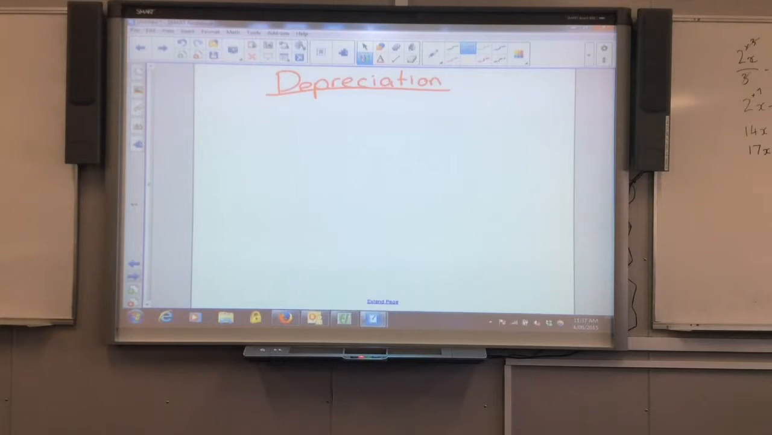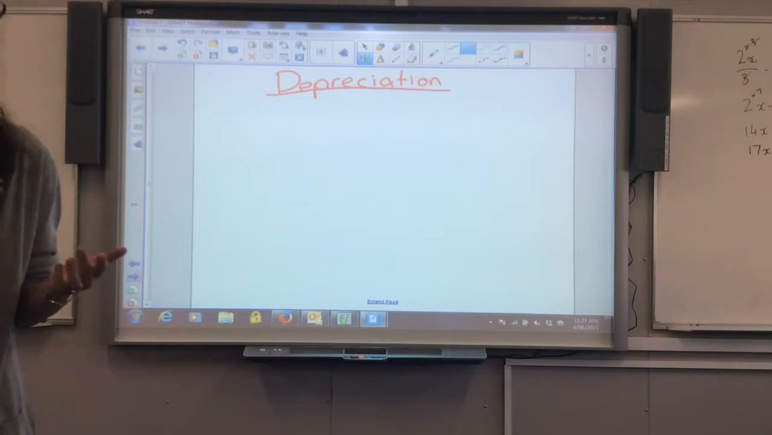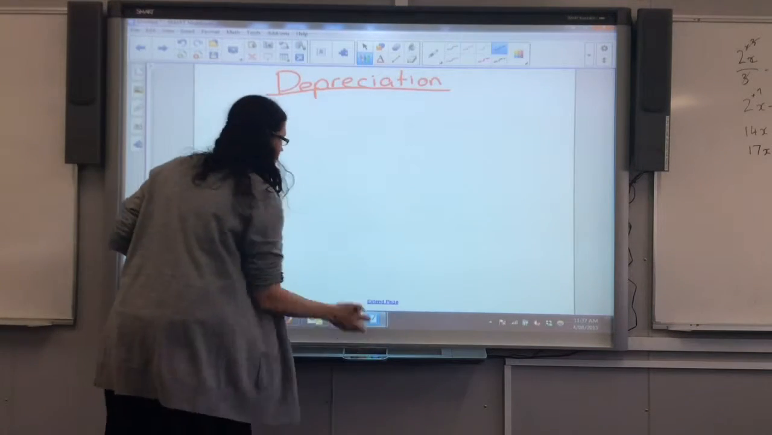Okay, depreciation. Who can tell me what they understand depreciation to mean? It's how much your car loses value. It's about losing value.